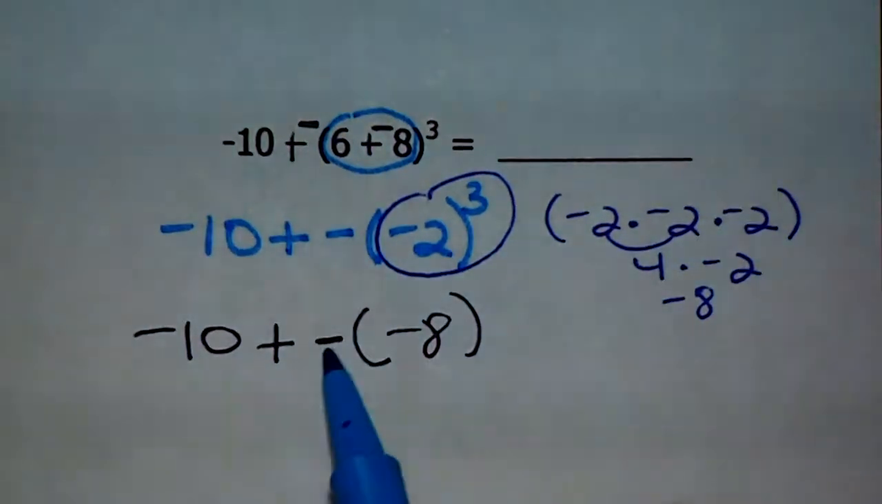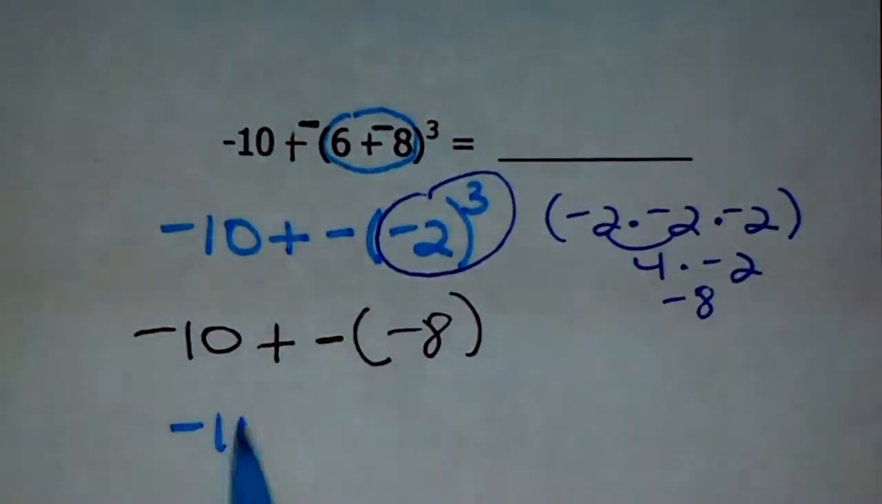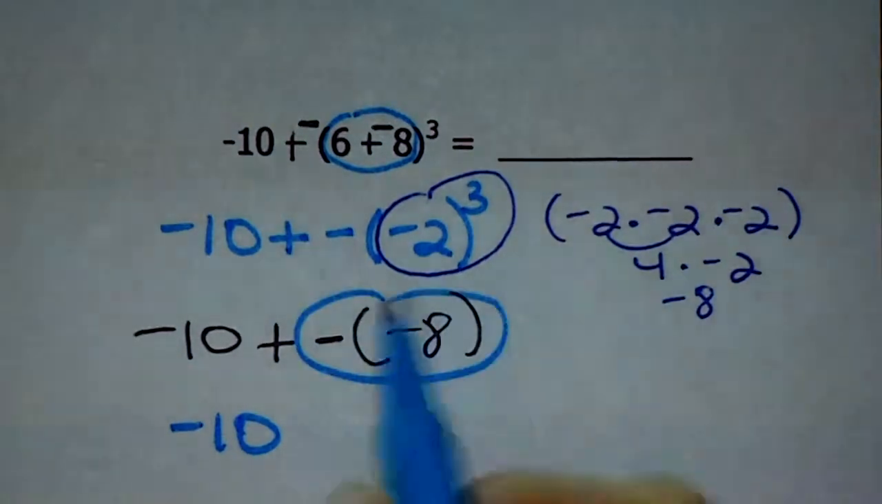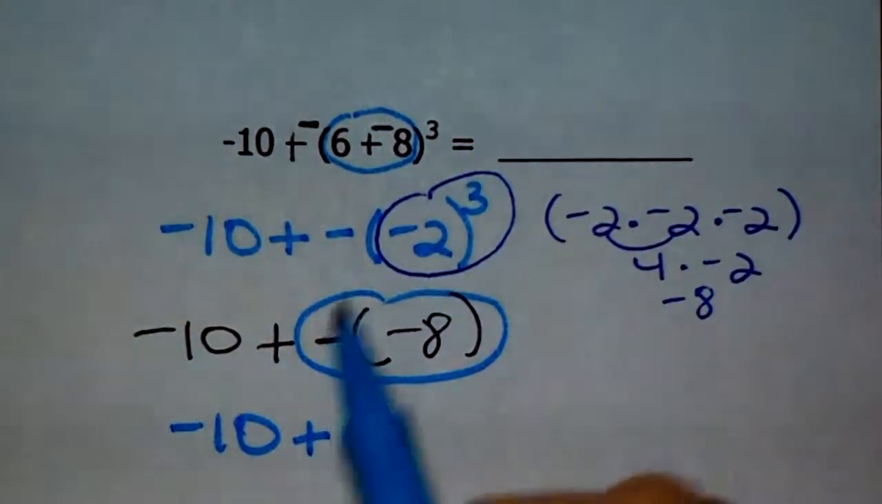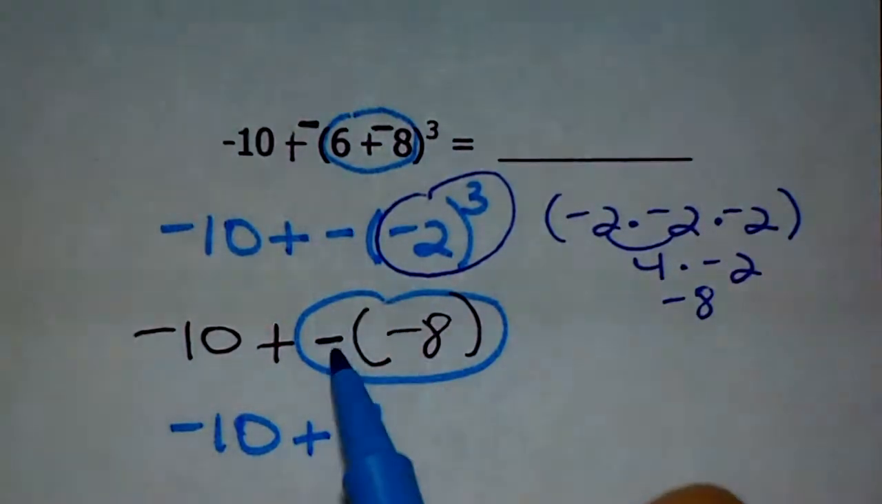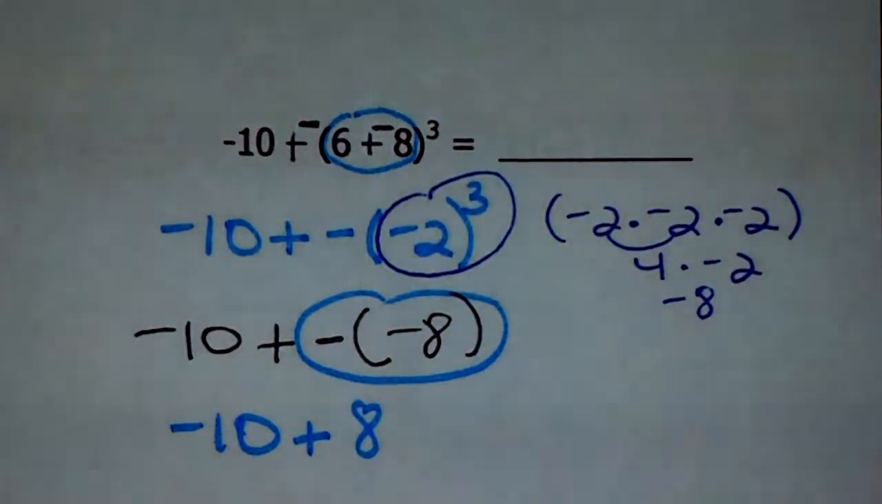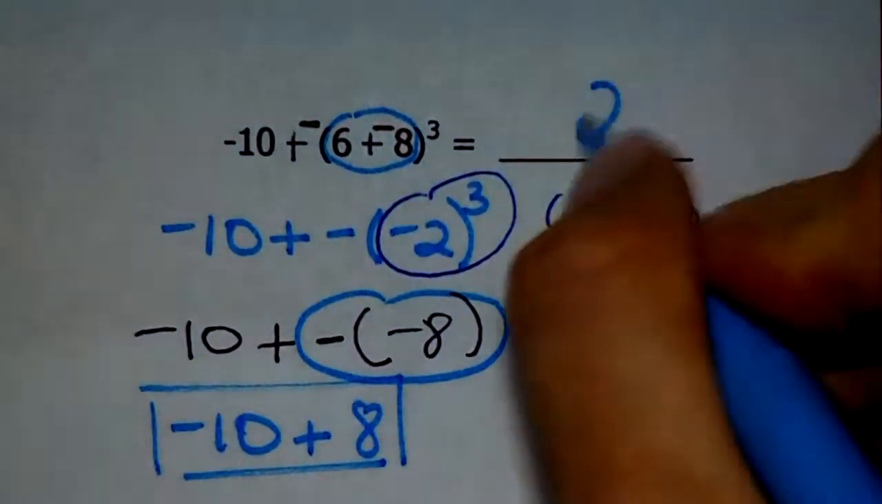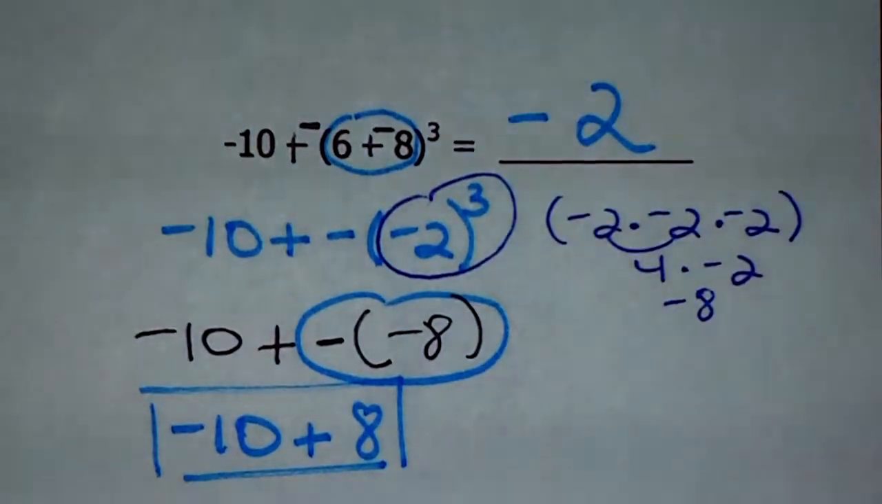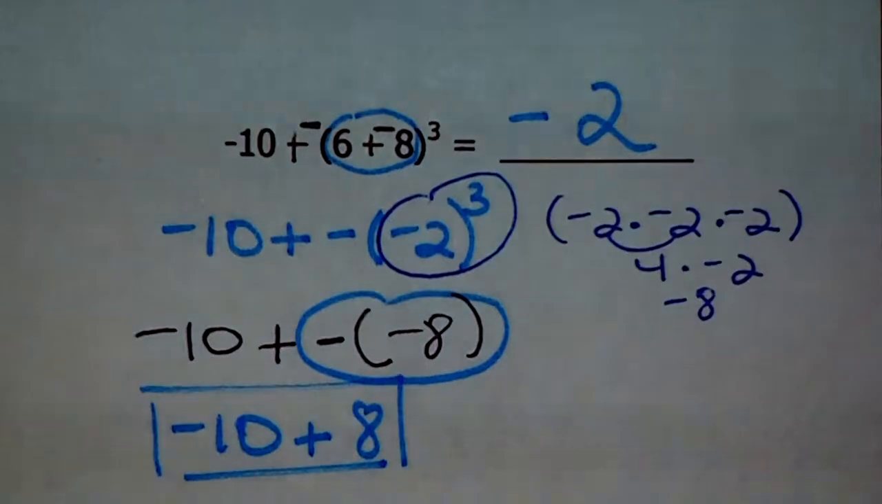What's the opposite of negative 8? It's a positive 8. So this right here really means 8, because it's the opposite of. If you look at that as the opposite of, I think it's really helpful. So now this is the problem I'm left with. Negative 10 plus a positive 8, subtract your digits, take the sign of the greater, so all that work, it's negative 2. That's the solution that you should have.